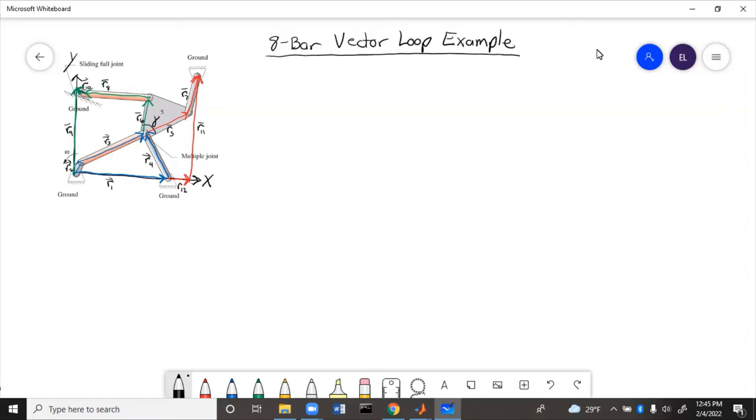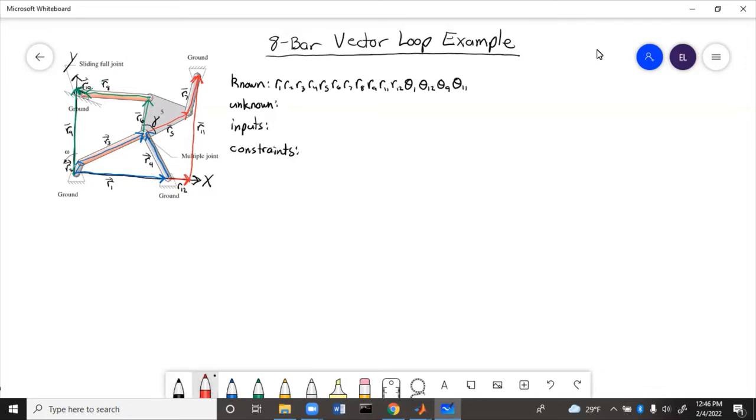Now that we've got all of these, we need to write out vector loop equations. We have three loops and we'll have three equations. We also need to figure out knowns, unknowns, inputs, things like that. So let's do that first. Known, all of the R's are known except for R10 because R10 is the slider. But the lengths of all of those other links do not change. So let's write those in. And then the known angles are basically all of the ones on the ground. So theta 1 is only on the x-axis, theta 12 only on x, and then theta 9 only on y, theta 11 only on y.